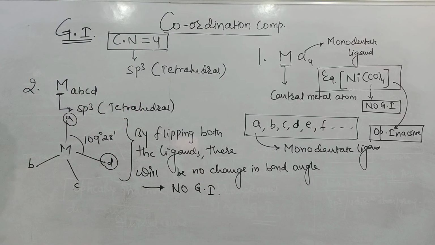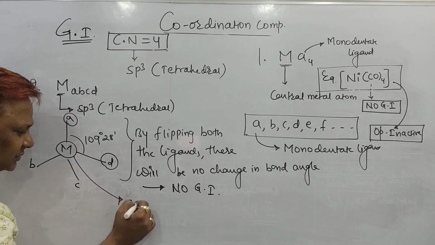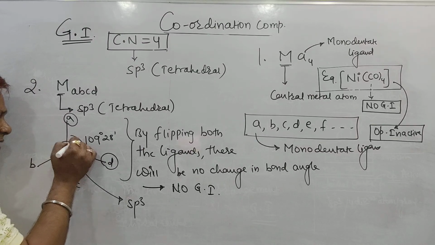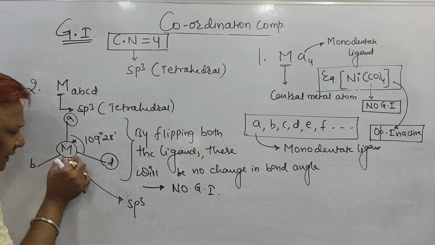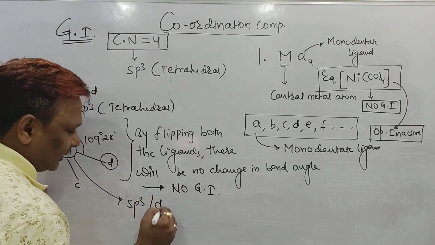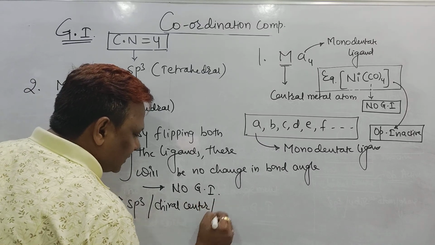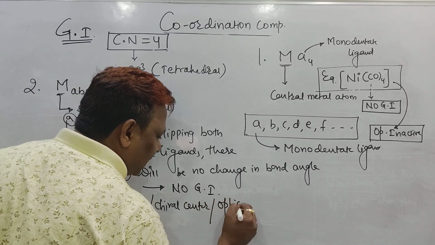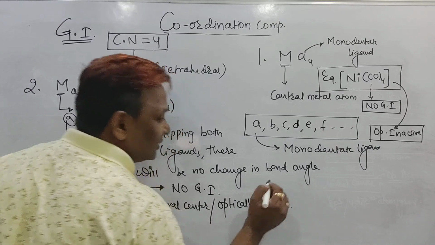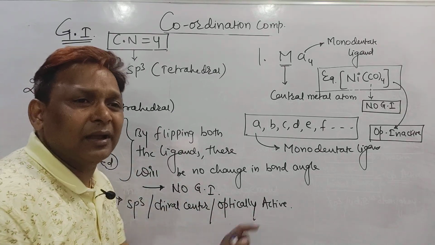Second part, this central atom M will undergo which hybridization? sp3. But does it have a chiral center? I will say yes sir, because this metal atom is surrounded by 4 different groups. That means it has a chiral center. But as it has a chiral center, the compound becomes what? Optically active isomers. It means this complex compound MABCD is optically active.